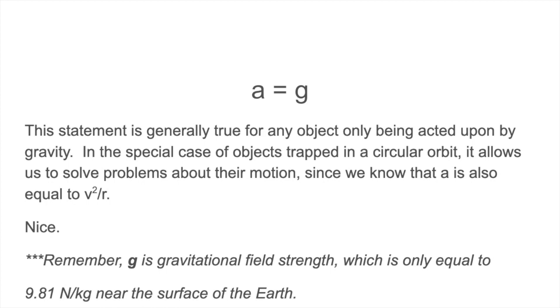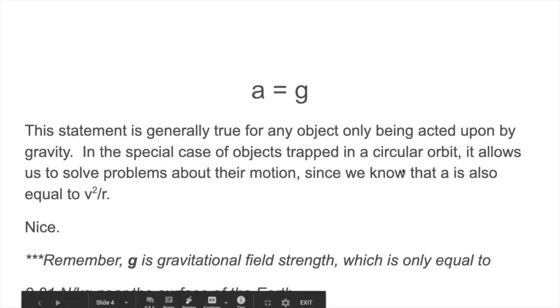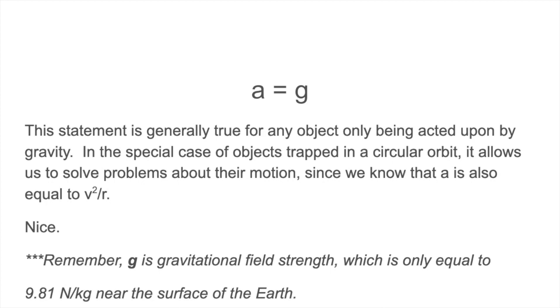If you're close to the surface of the Earth, g is 9.81, but it could be many different things, and you might have to calculate it using the law of universal gravitation. But we can say that in general, if an object is only being influenced by gravity, then its acceleration is going to be equal to its gravitational field strength. And if we're looking at circular motion, then we can do some additional calculations using this relationship, because we know for an object in circular motion, its acceleration is also equal to v squared over r.